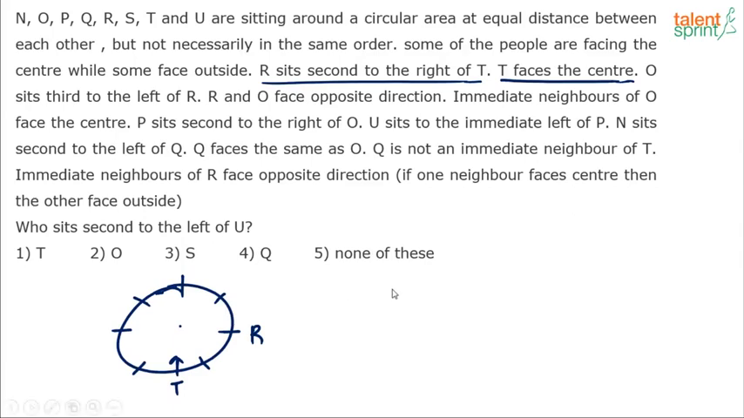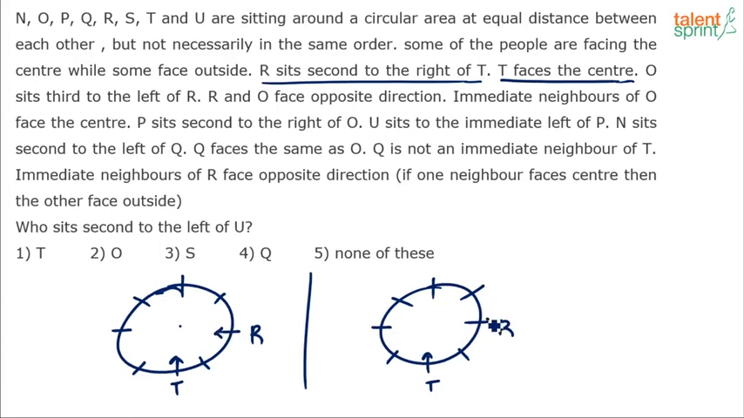Okay. So let me take up the other possibility, right? Another circular arrangement, 1, 2, 3, 4, 5, 6, 7, 8. This is T facing center and here is R. Now in this case, let's assume R is facing center. In this case, R is facing outwards. These are the only 2 possibilities, right? R faces center or R faces outwards. Now go to the point here. It says O sits third to the left of R. Since R is facing center, left will be 1, 2, 3. O comes here. R is facing outwards. Left will be 1, 2, 3. O comes here. Right? So we have got the positions of O with respect to R.